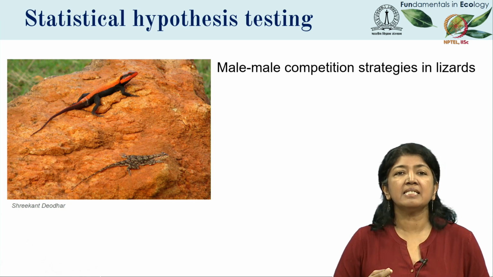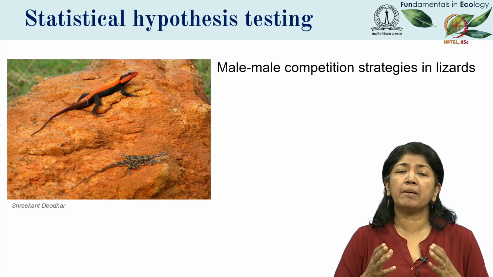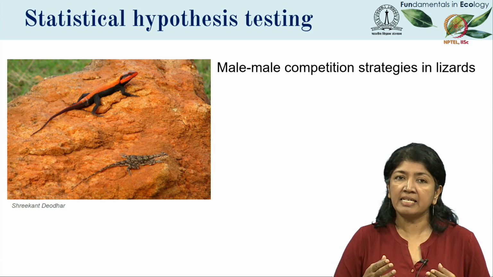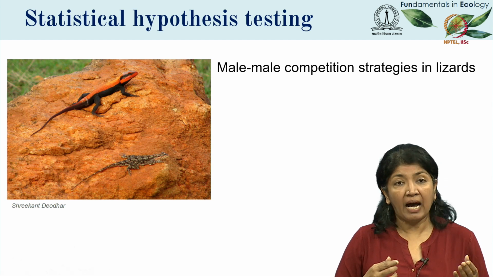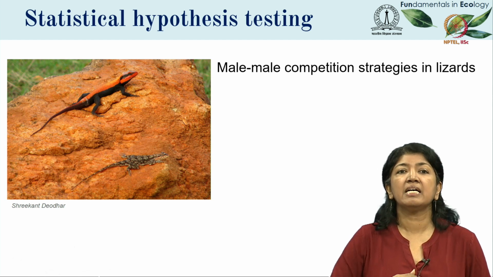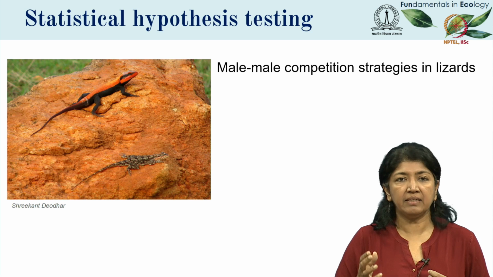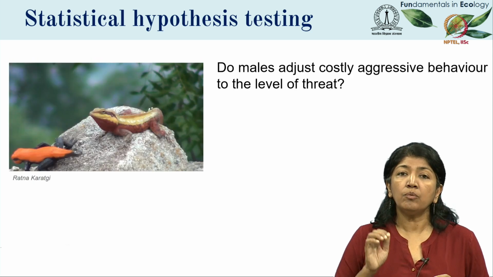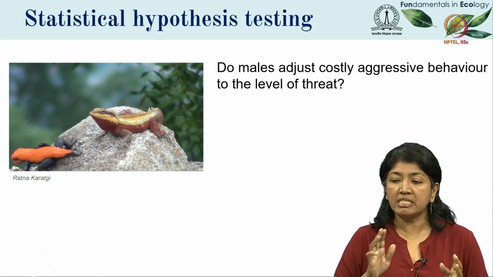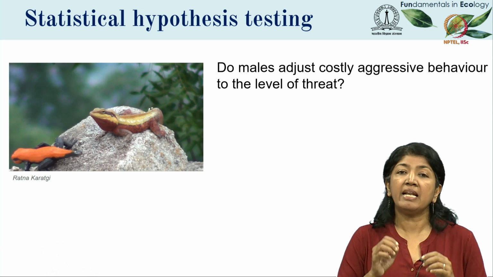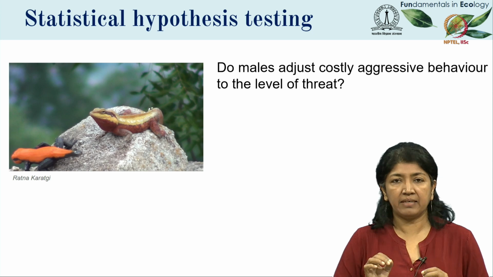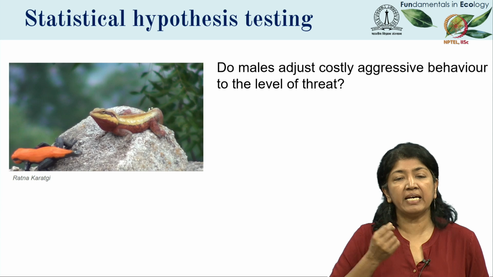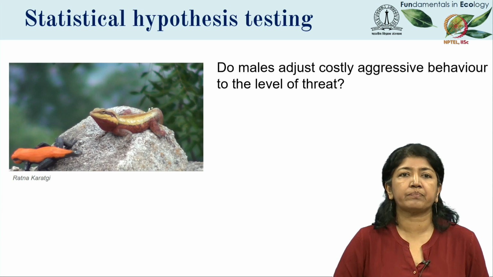My hypothesis is that males compete strategically and invest more in competition and aggressive behavior under high competitor threat situations and less under low competitor threat. So, the question I am interested in is, do males adjust costly aggressive behavior to the level of threat that the competitor poses, and my prediction is that aggressive behavior will increase with the level of threat.